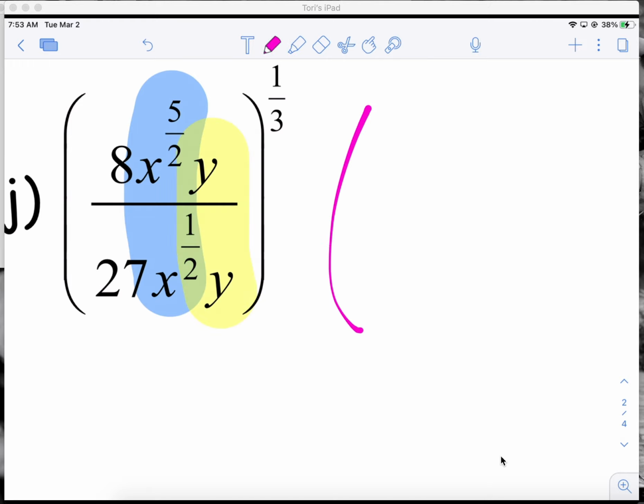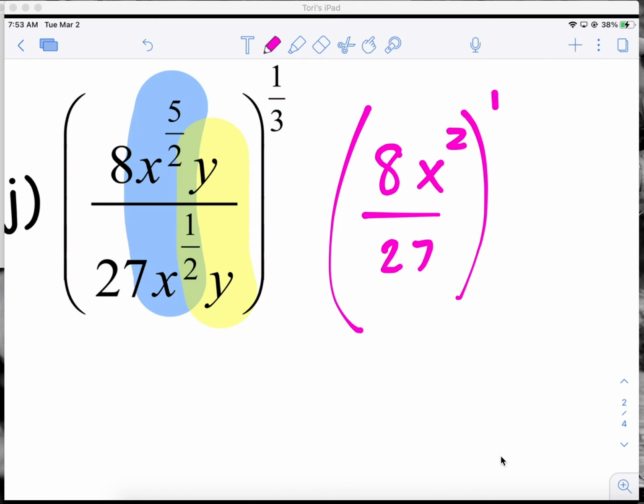Okay, so if I do that, in blue, 5 halves minus 1 half makes 4 halves, right? 4 halves is 2 whole. Same thing with the y's. 1y minus 1y is gone. Okay, they canceled. So this is a lot easier to work with than what we had before.